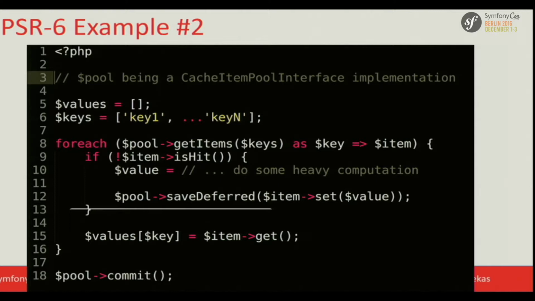Save deferred. Save deferred is not the same save as before. This one is just saying, let's put it in the pool for later, for writing later. So we do that in the loop. And at the end, on the last line of the slide, we commit. And commit is the actual call that does write and send the data and all the saved deferred items to the pool. So now we did things in batch. Fetching several items at once is faster with some backends, and saving them in batch is also faster with some backends.